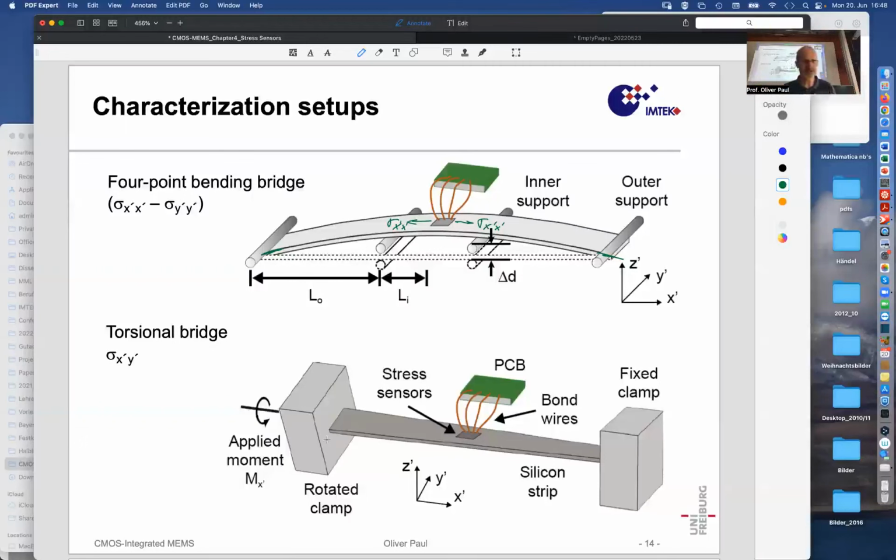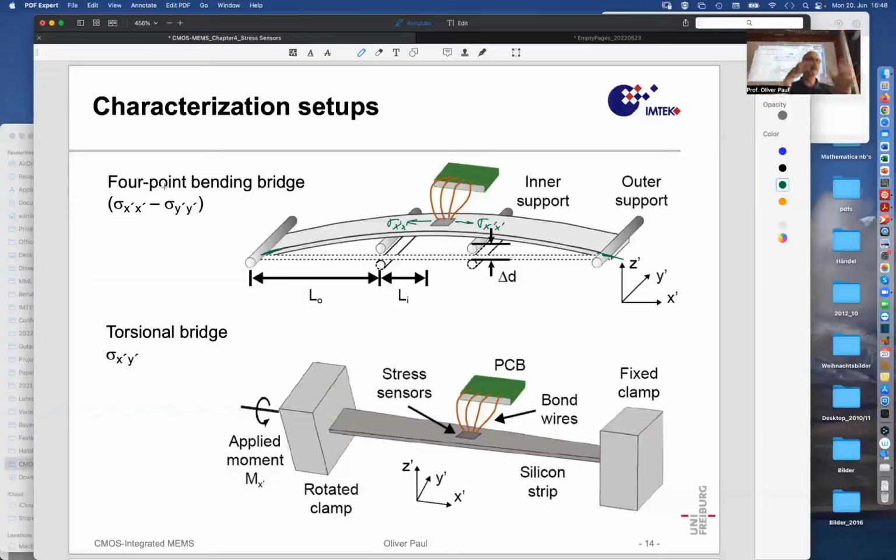That's delicate. Both experiments have their delicate aspects, because you would like to apply a pure stress of a kind. So you have to avoid that the 4-point bending bridge at the same time twists the structure a little bit. That would be easy to twist if those inner supports are not fully parallel to each other, slightly twisted. You load the structure and it rests on both supports and then it gets twisted while being bent.